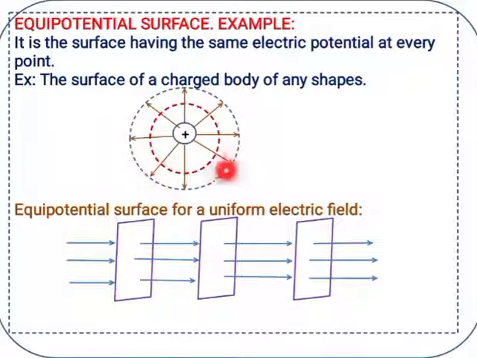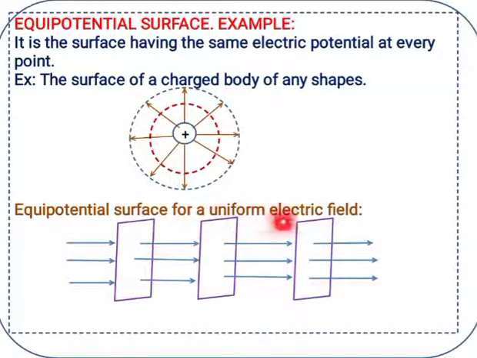Suppose we consider an imaginary surface, and we measure the electric potential here, everywhere it is the same. So the meaning of this sentence is that the electric potential at every point is the same. This is one example: the surface of a charged body of any shape. I have taken a few more examples here.